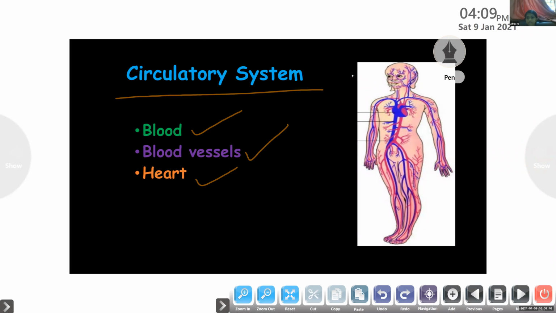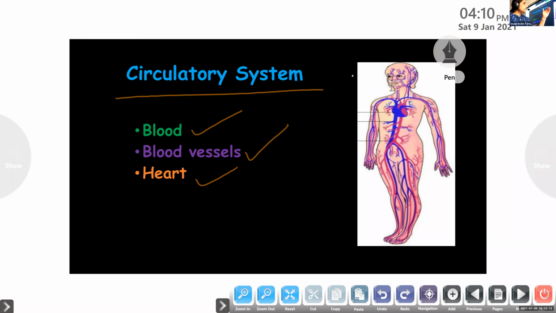Annette, what is the name of the system that helps in the circulation of substances in our body? Circulatory system. Three parts are there: blood, blood vessels and heart. You can see blood. I think everybody knows about blood, isn't it? Nothing to explain more about it.